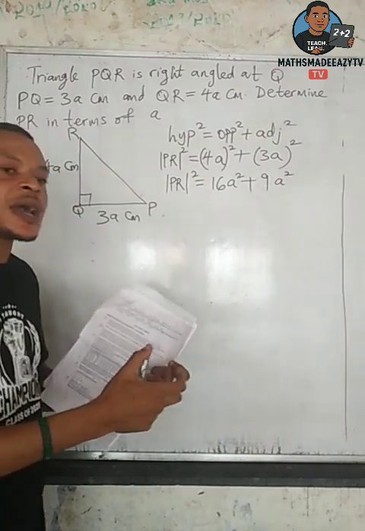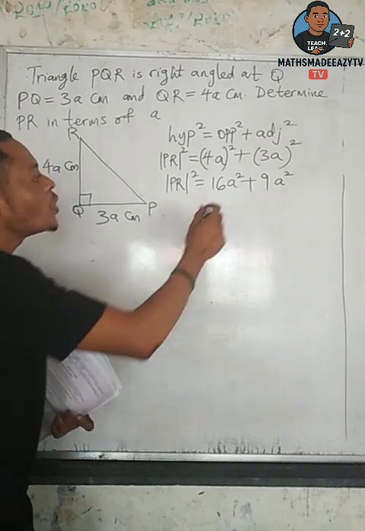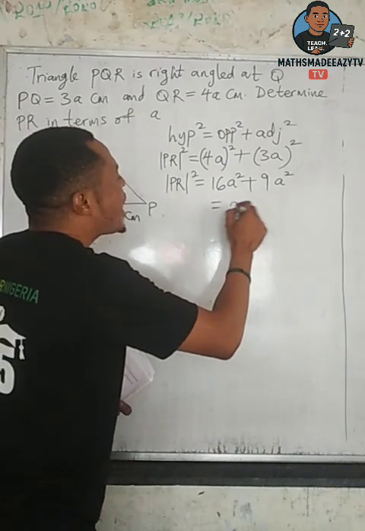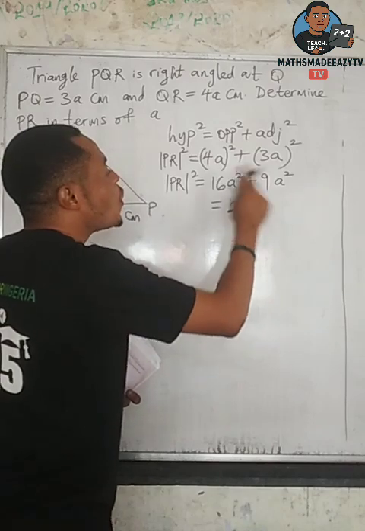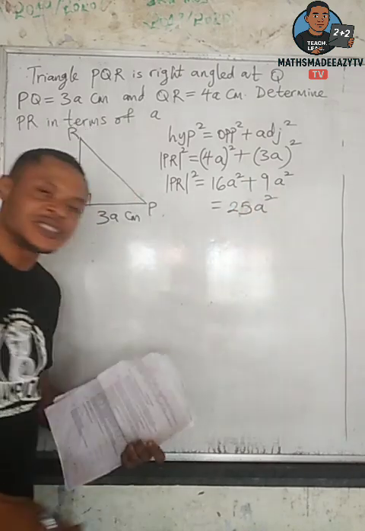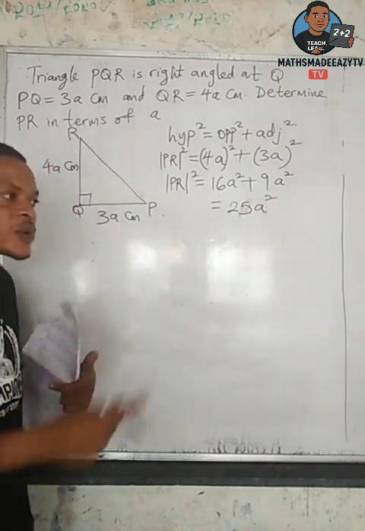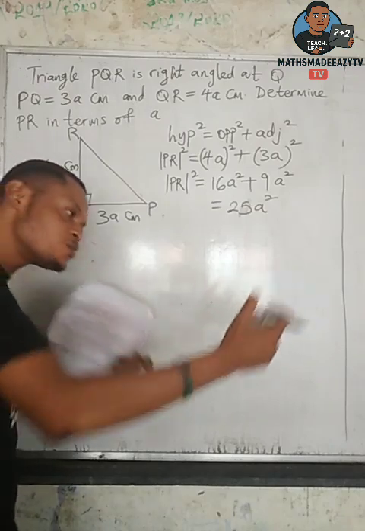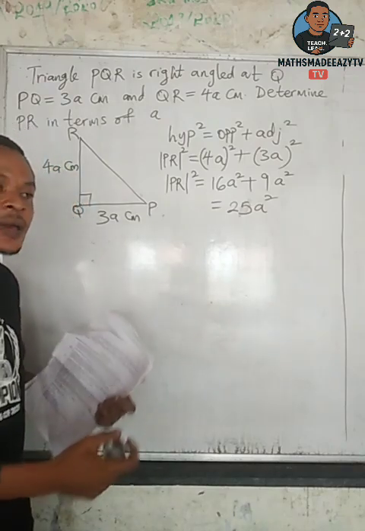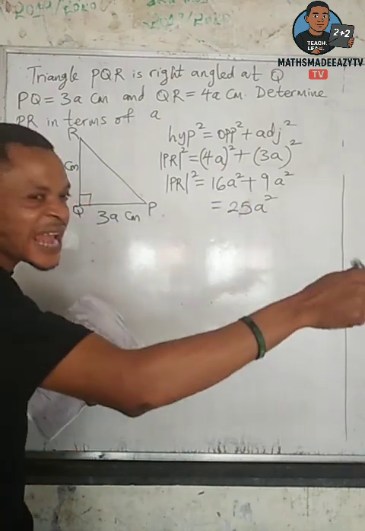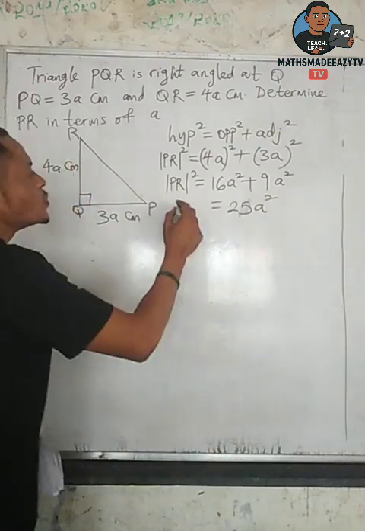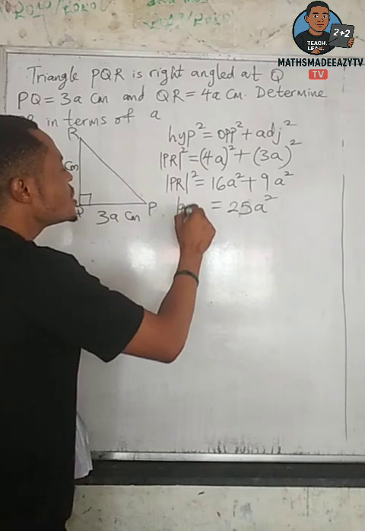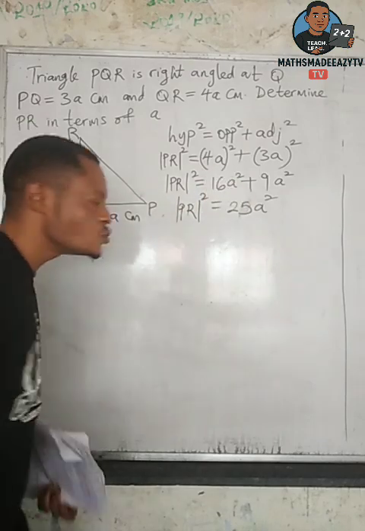So when we put them together, we will end up to have 25 of the A squares. I have 16A squared, he has 9A squared. My 16 and that person's 9A squares will result to 25A squared. So, which is equal to the PR raised to power 2.